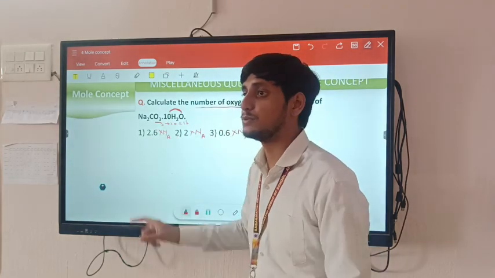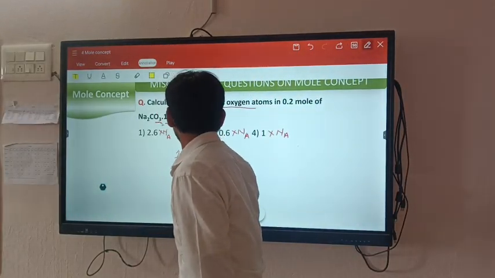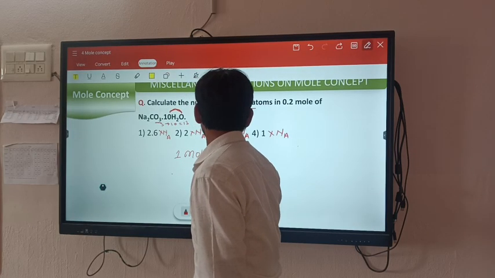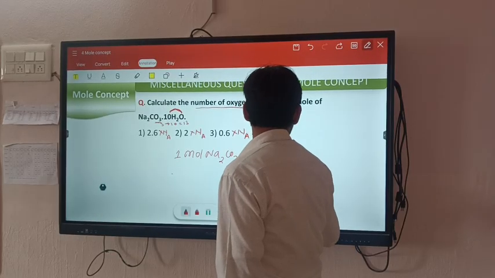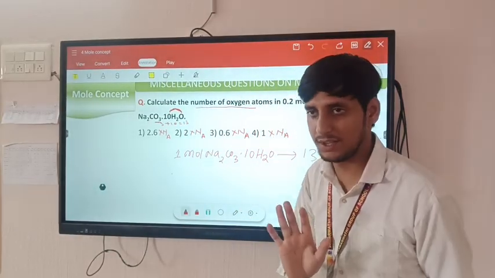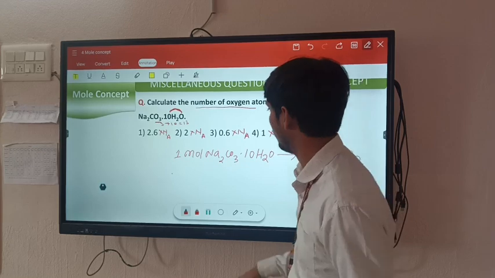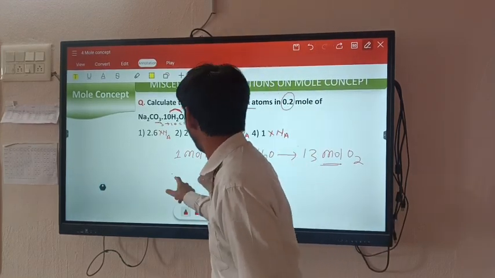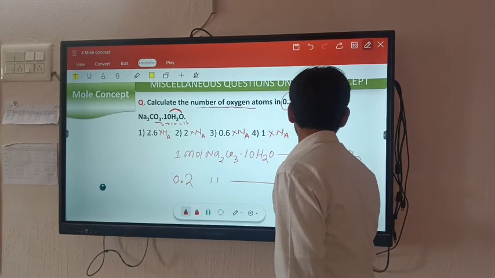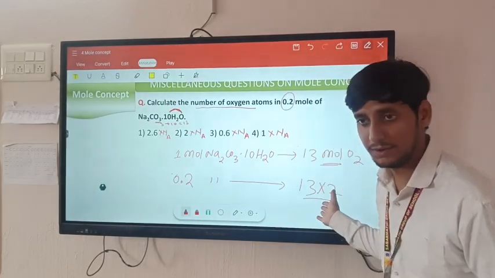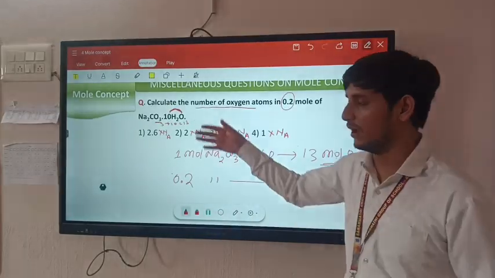In total, 1 mole of Na2CO3·10H2O contains 13 moles of oxygen. So for 0.2 mole, 13 multiplied by 0.2 gives 2.6 moles. And now you can give the answer in molecules.